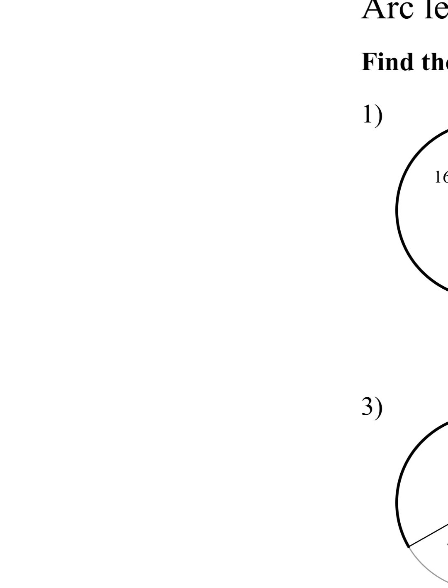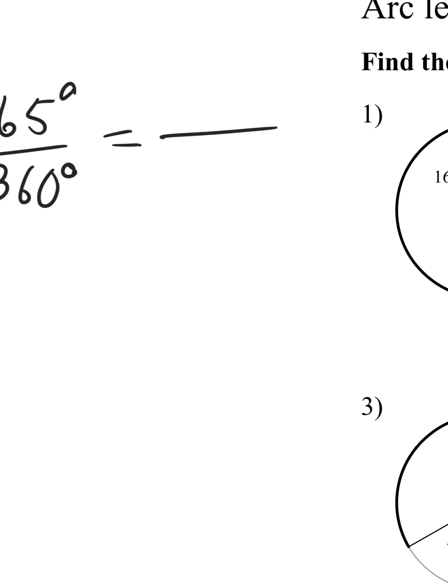So here's what I do. I set it up very, very much the same. 165 degrees over 360. That's my part to the total. But this time, instead of area, I'm going to use the total circumference. What's the circumference of a circle? 2 pi r, right? So what's r? It's 9 here, right? So 2 pi times 9. So in other words, 18 pi. And what I'm looking for at the top is the length of the arc.